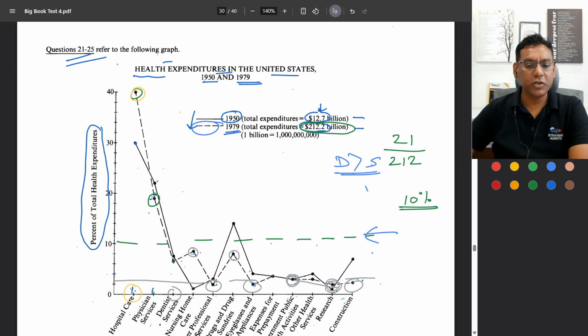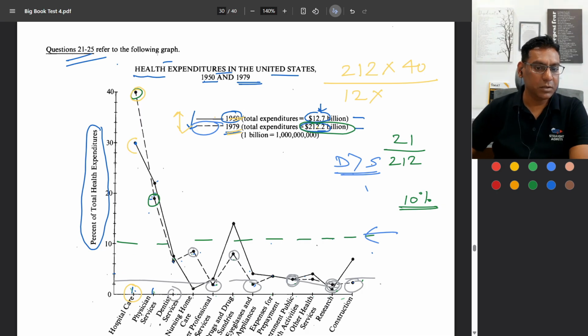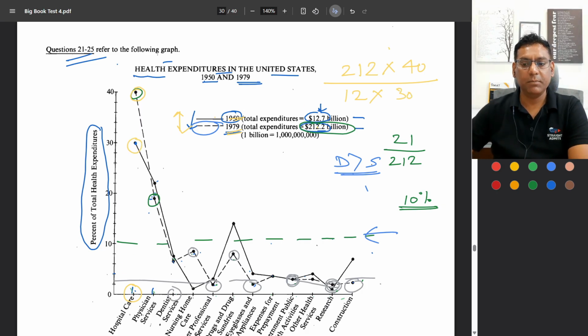Oh, okay. Initially, I thought that 1950... Yeah, that's correct. Actually, 1950 less expenditure, 1979 more expenditure. Okay, yeah, right. I only got confused. So this is the solid number. Anyway, so I have to get 1979, right? Let me do it. Total was 212. I'm taking approximation, and 40% of that. 1950 was 12, and health care was 30%. What is this number? That's the ratio that I want.